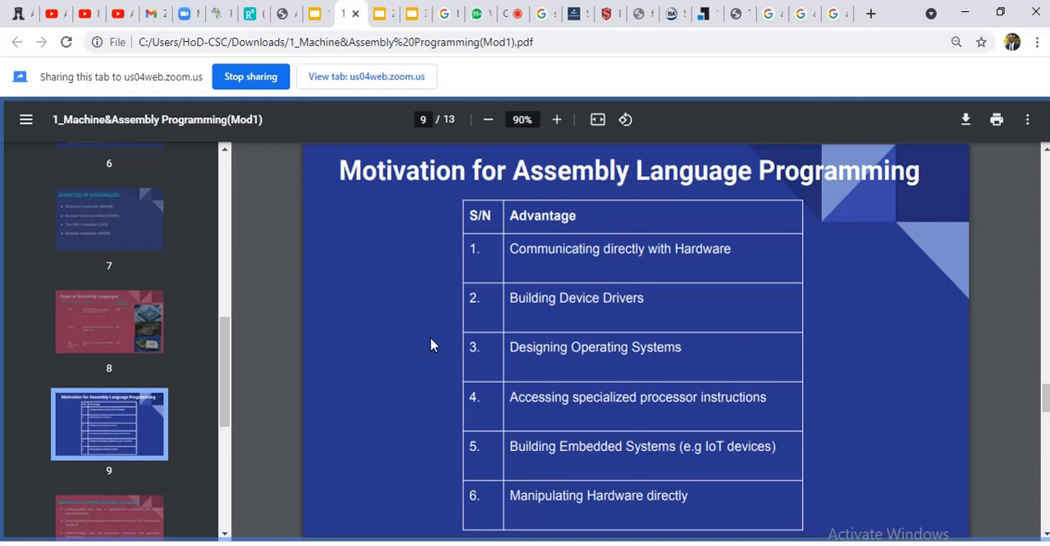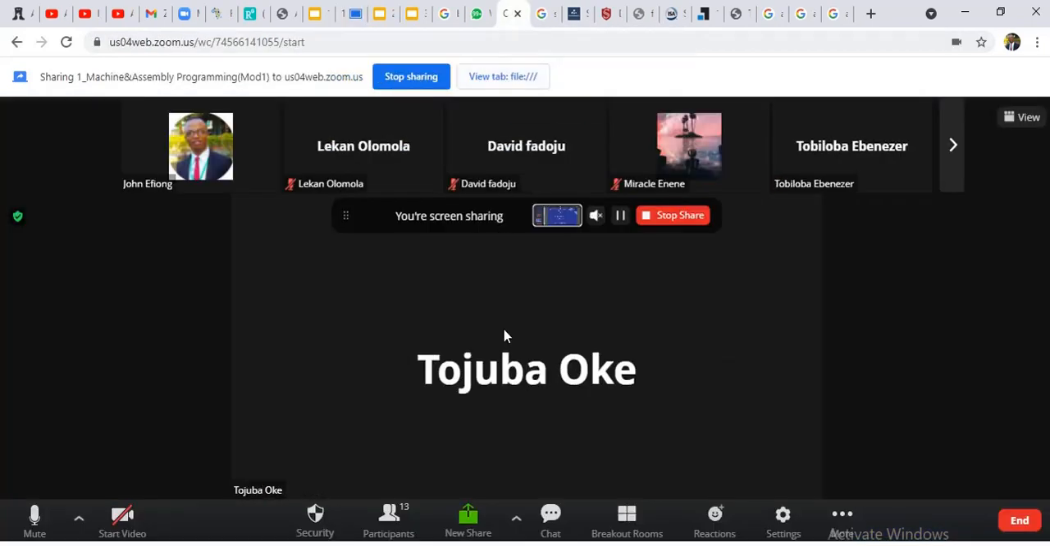What is a driver? The software that allows the device to function. A software that allows a peripheral to work. Are we together? Yes, sir.